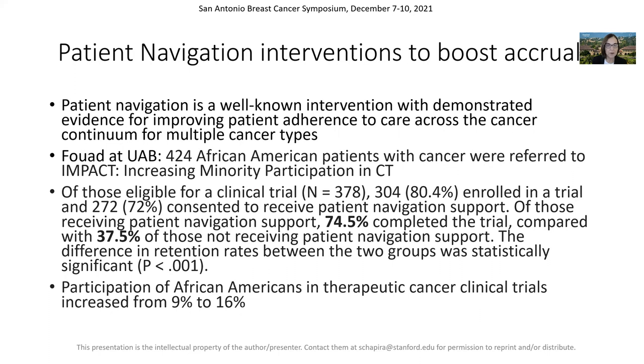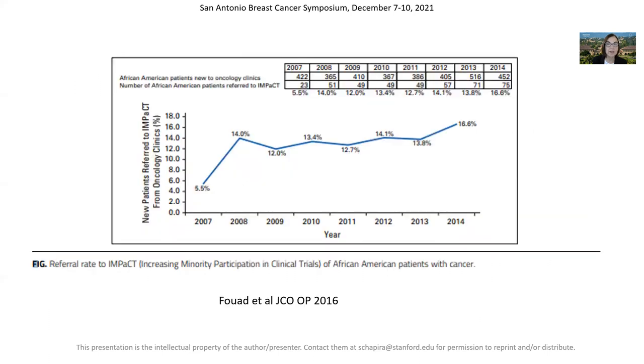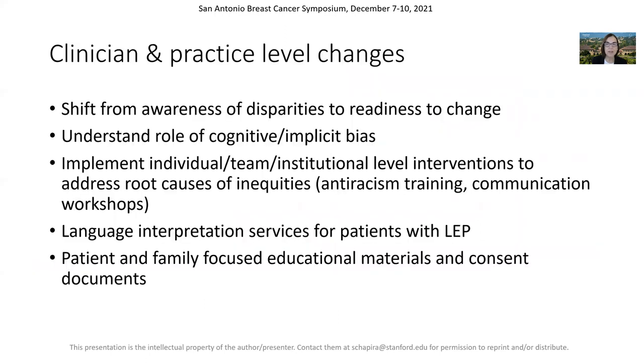So in summary, the participation of African Americans in therapeutic cancer clinical trials increased from 9 to 16%. And I'm showing this to you here in a graphic style, showing that there was a very early improvement that was not only sustained, but kept getting better as a result of iterative changes they made to their intervention. And this was published in 2016.